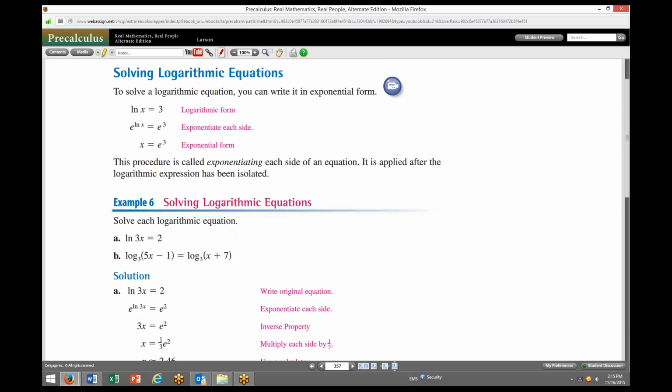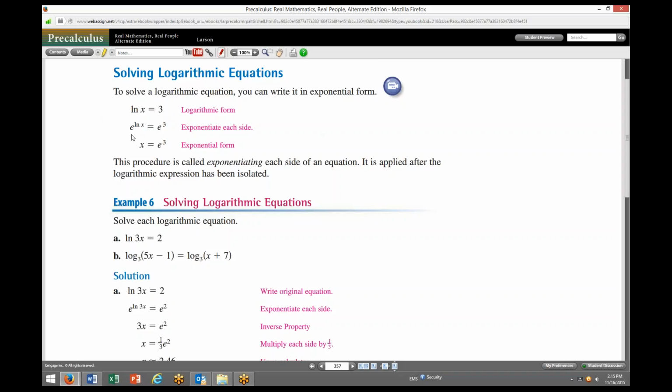So again, that's not how they tell you to do it. They say take the logarithmic form, and they call it, here's the term, it's a perfectly good term, they say exponentiate each side. In other words, take each side of the equation and turn it into an exponent on e.